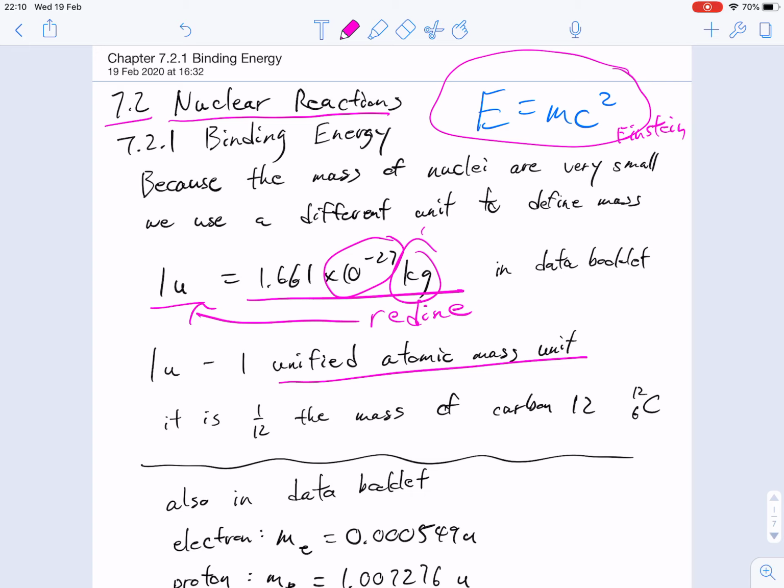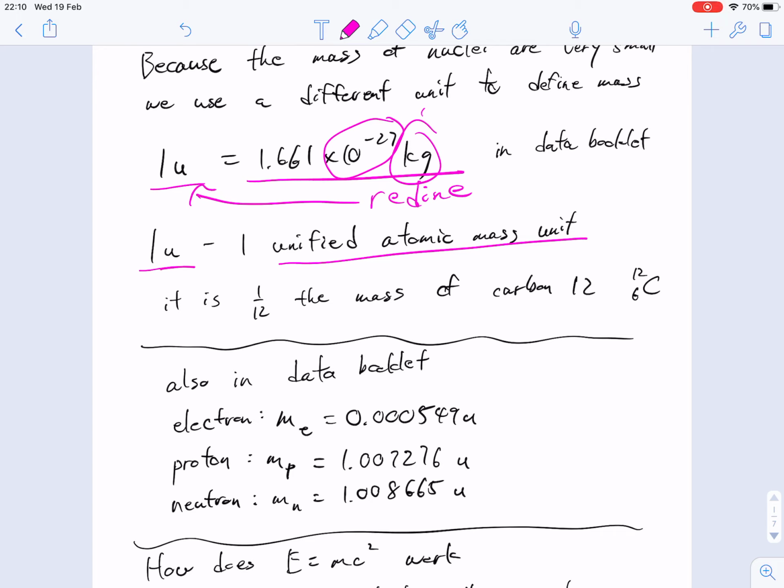Because they often talk about a neutron or a proton, and they don't want to always talk about 10 to the power of minus 27. So they're redefining something as a u, or unified atomic mass unit, amu. Sometimes you might see that amu is also quite common.